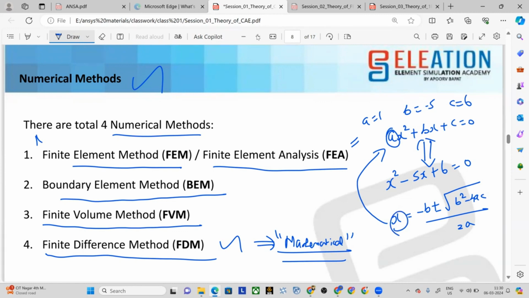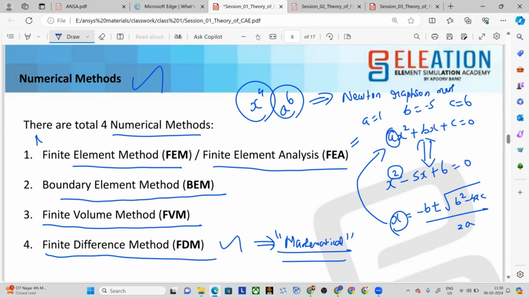Now, this is fine if you have only power 2, but in engineering, while solving differential equations, you will have higher orders, like powers of x power 4 or x power 6. In that case, you will be able to solve those equations using a numerical technique. One such numerical technique, I think you might be familiar with, is Newton-Raphson. Have you read about this? Yes. Okay, so these kinds of methods are generally employed in numerical methods.